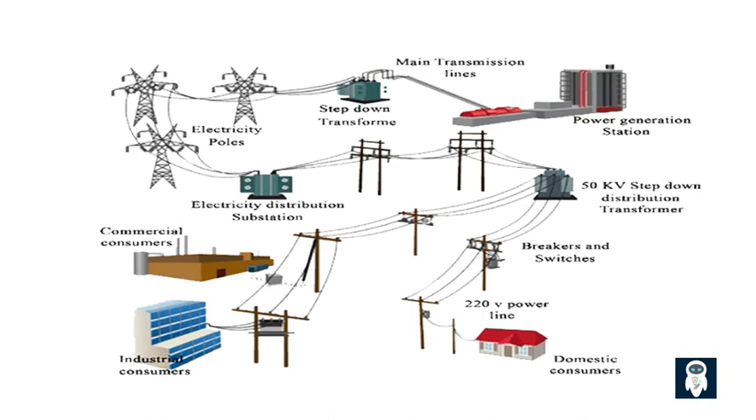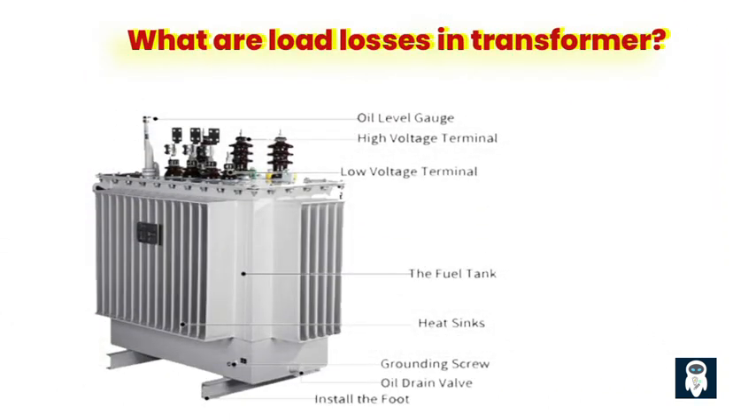Otherwise, the electrical current flowing in the coils and the magnetic field alternating in the core produce transformer losses. The losses associated with the coils are called the load losses, while the losses produced in the core are called no-load losses. This video aims to provide a comprehensive overview of transformer losses, their impact on efficiency, and methods to minimize them. What are load losses in a transformer?